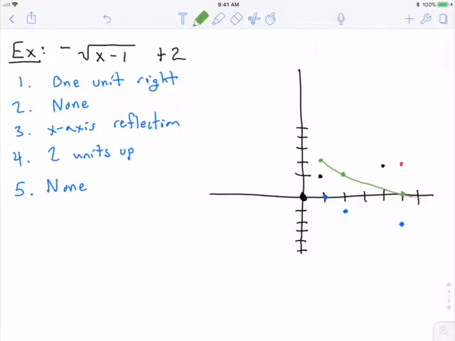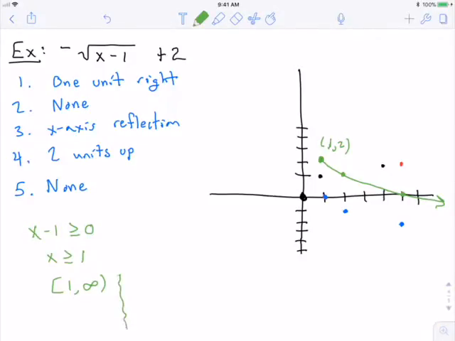And this is a weird looking one. It's the same shape, but notice we have this hard stop at the point 1, 2. And the reason why is, remember, we can't take square roots of negative numbers. So we need the inside to always be greater than or equal to 0. Or in other words, we need x minus 1 to be greater than or equal to 0. Which is the same thing as saying that x has to be greater than or equal to 1. Okay, so our domain is 1 to infinity.